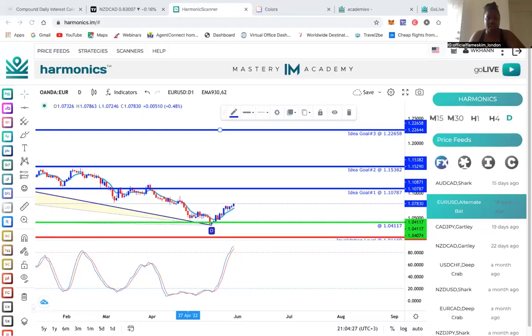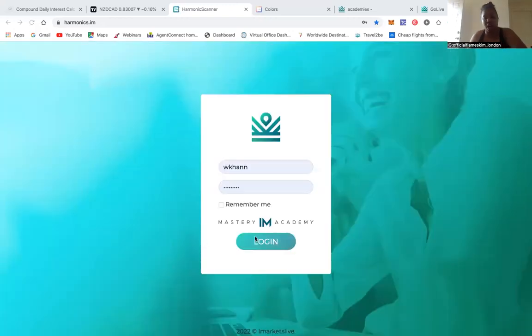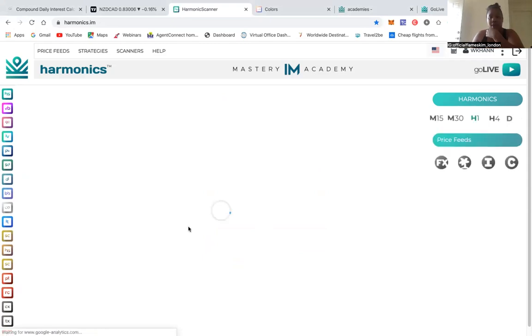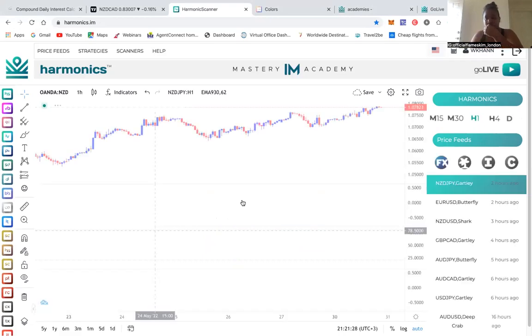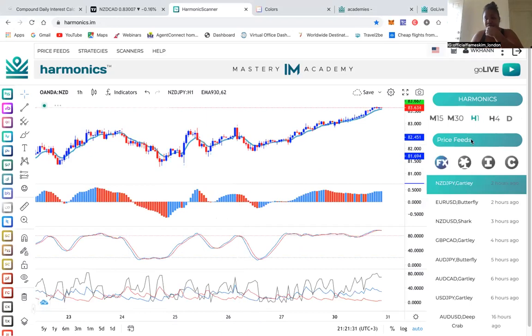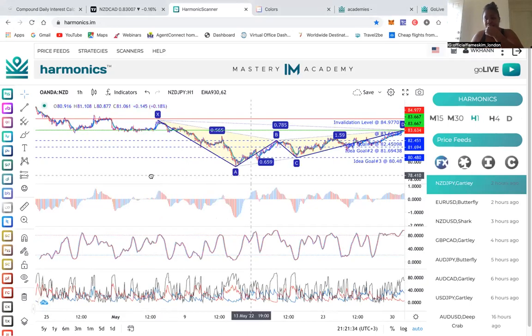So like I said, this is the Harmonic Scanner. When it comes to the Harmonic Scanner, it's not pending orders, it's market. All of the trades are market execution, so you want to get into them ASAP. Now, if you see the trades down at the stop loss, you have to wait. I'm going to show you an example, let me see if I can find one.